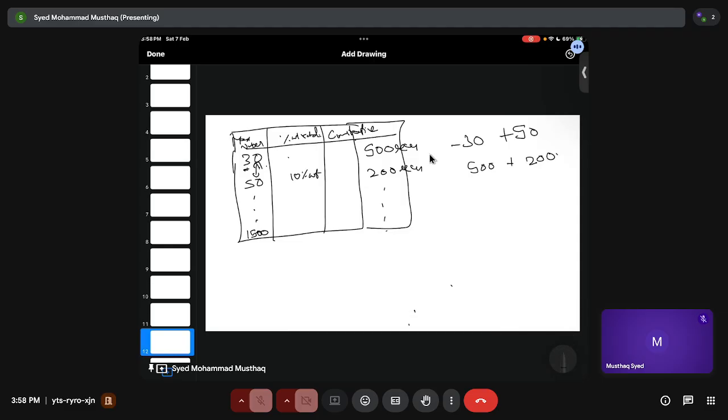Okay, so then what happens? The 500 plus 200 will give you 700. 700 divided by 2 will tell you it is 350 microns. So we can say that the particles which we retain above 500 are 350 microns. Again, it is not very exact, but we are taking more or less the average value of what we have retained. Okay.